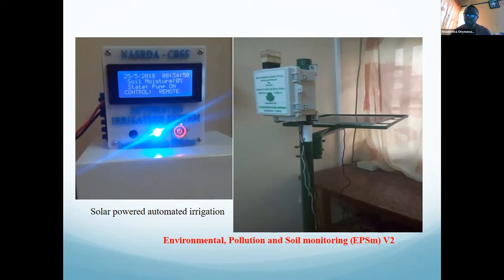We also designed an environmental pollution and monitoring system. This particular system is different from other systems because it measures about 13 environmental parameters. And the beauty of it is that you can stay wherever you are and use the handheld console to check the situation of things in the field without being there. So it's up and running at the center.